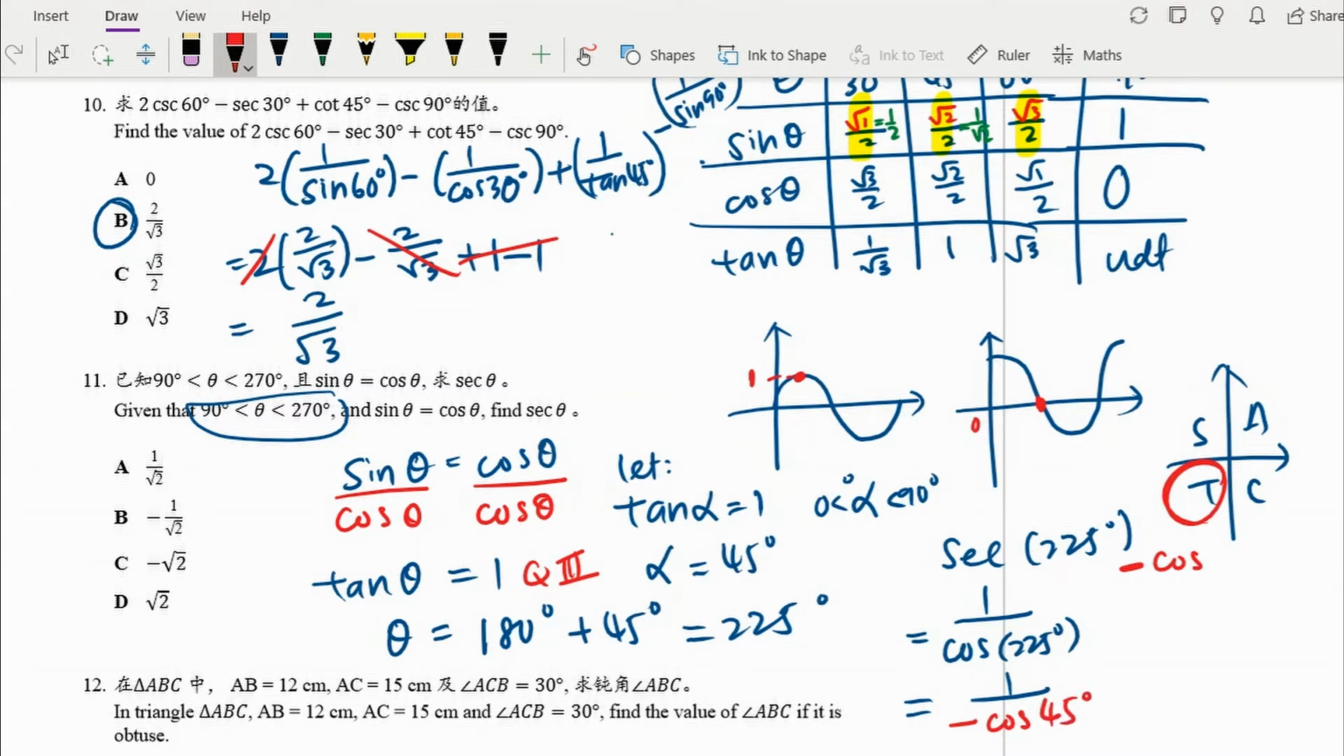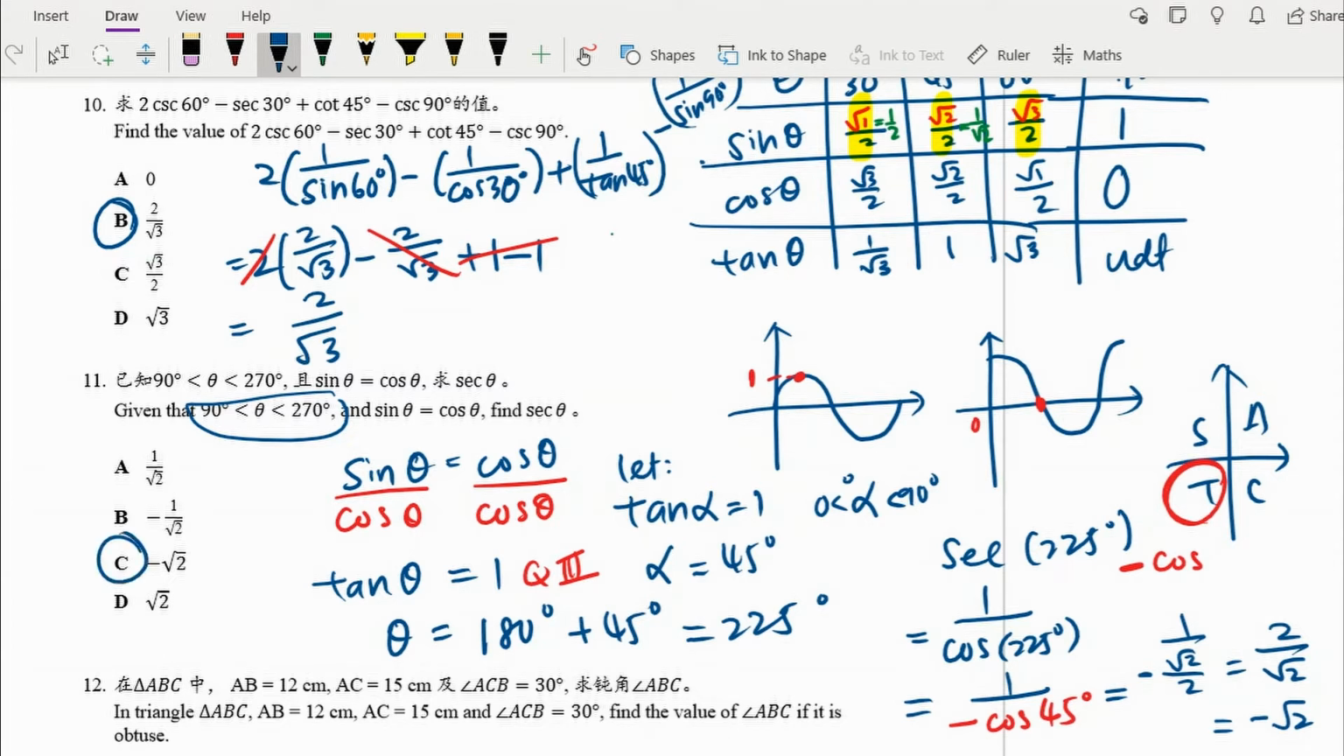Again, refer back to the table. The one in the middle is root 2 over 2. So 1 over root 2 over 2 is 2 over root 2, which is root 2. Do we have any negative? Yeah, we have a negative here, no wonder. So it is negative root 2. Okay, so the answer is C.